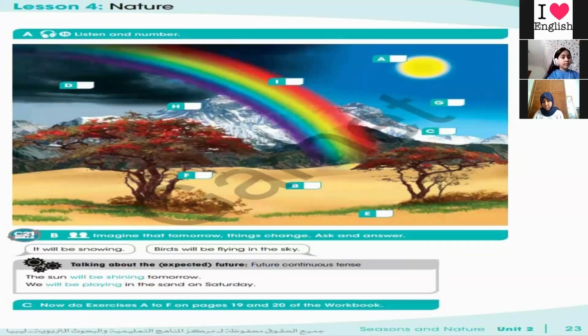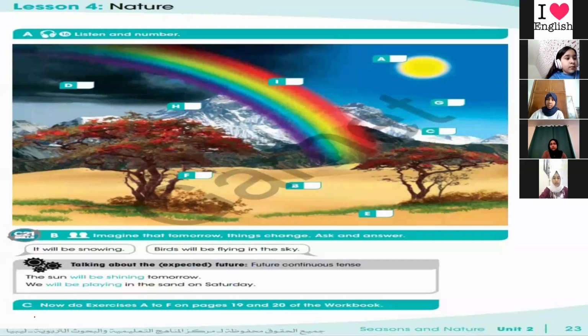Okay, could you please open your course book on page 23? So this is our fourth lesson of Unit 2, Nature. So we have to listen and number things here, and then we have to imagine that tomorrow things change and ask and answer. So here we are talking about the future continuous. So here we have some grammar. Then we have exercises to do on the workbook from A to F on pages 19 to 20.